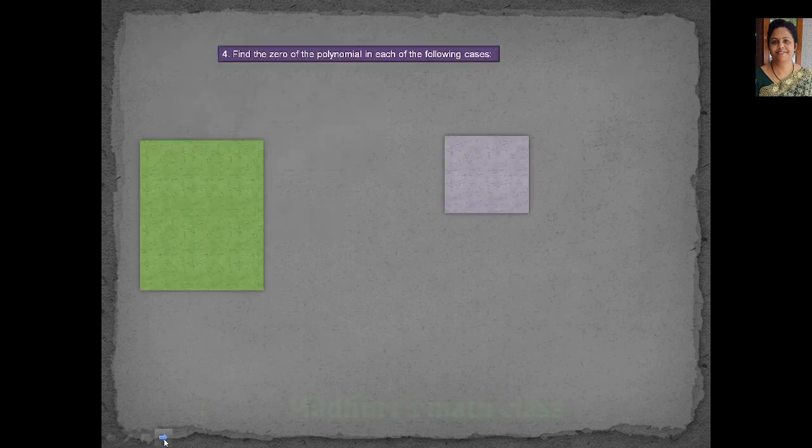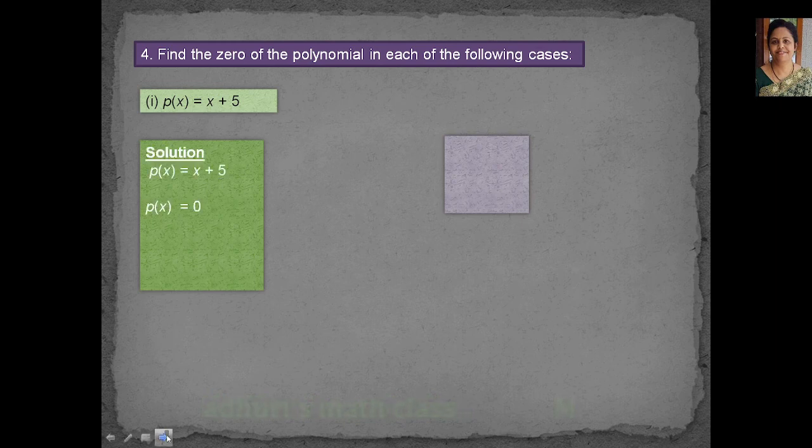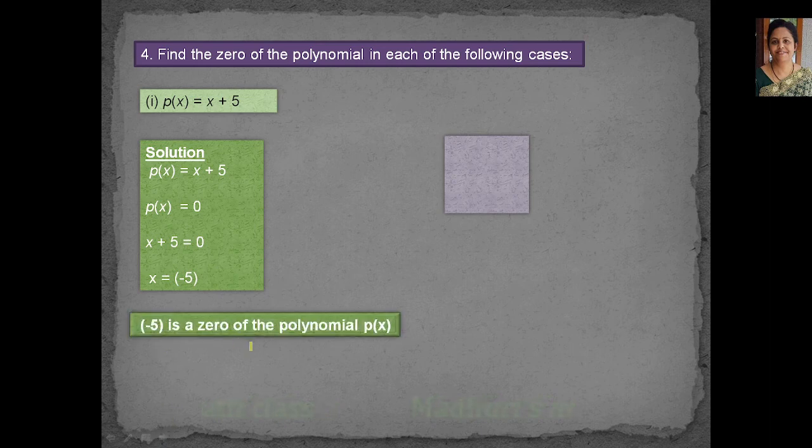Now next one, find the 0 of the polynomial in each of the following cases. Px is x plus 5. So when Px is equal to 0 means x plus 5 is equal to 0. When x plus 5 is equal to 0, what is x? So x will be negative 5. Plus 5 will go to that side. It will become negative 5. So x is equal to negative 5. Here negative 5 is 0 of x plus 5. Negative 5 is 0 of the polynomial Px.